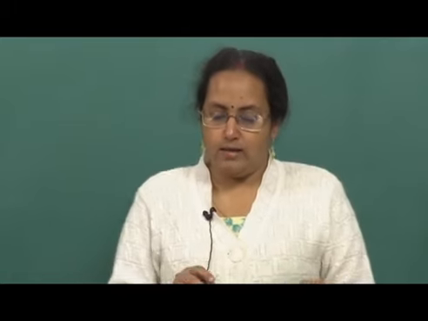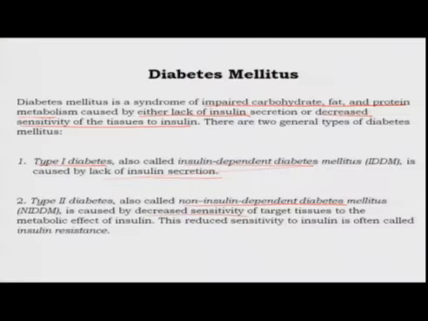On the other hand, type 2 diabetes is called non-insulin dependent diabetes. It is caused by decreased sensitivity of all the target tissues. Remember, all the cells in your body can respond to insulin by taking up more glucose, right? If they do not do that, then your body becomes resistant to insulin and your blood glucose levels do not change, right? So, this is called type 2 diabetes.